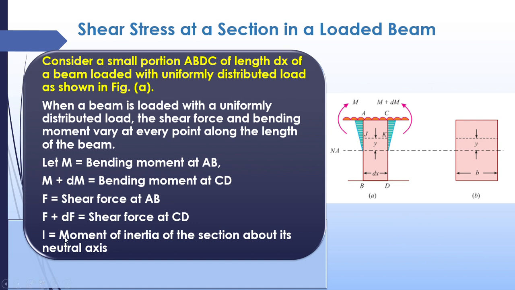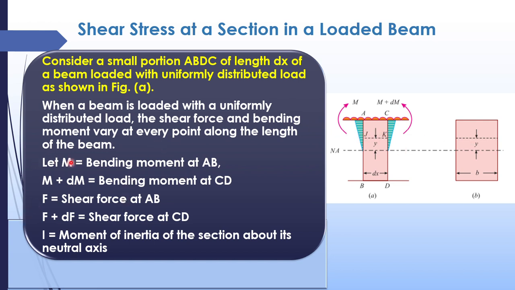Now, we are considering a beam, a loaded beam, a uniformly loaded beam, a cross section of a uniformly loaded beam. The width is dx, which we are considering, and y is nothing but the distance from the neutral axis to the section we are taking, y.